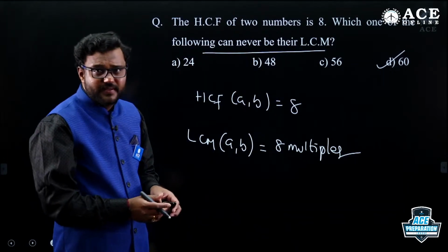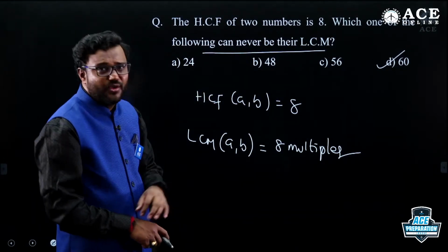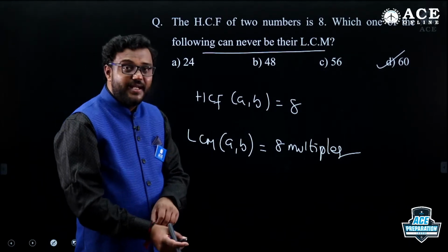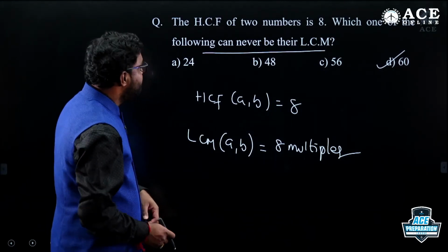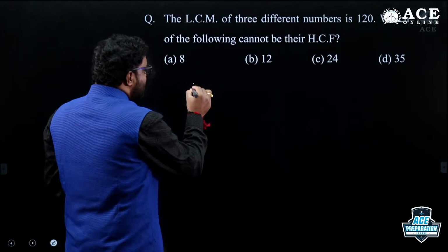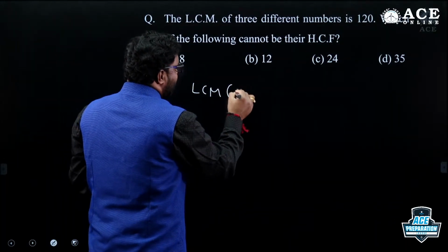Must be 8 multiples. Okay, if 60 is not possible. Right, so that's the property: LCM must and should be divisible by HCF. Right. So the next question: LCM is given for 3 different numbers.